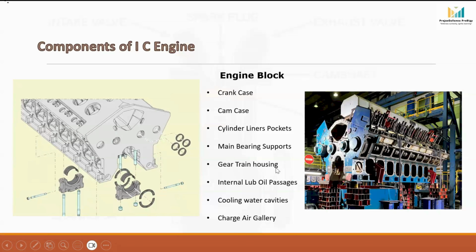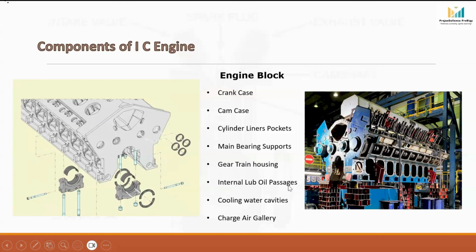Gear train housing. This section here is called the gear train housing. Inside this area, timing gears are installed. These gears transmit rotational motion from the crankshaft to the camshaft and governor. Proper gear alignment is very important because even a small timing error can badly affect the engine performance.